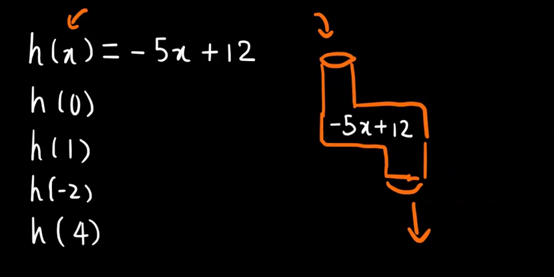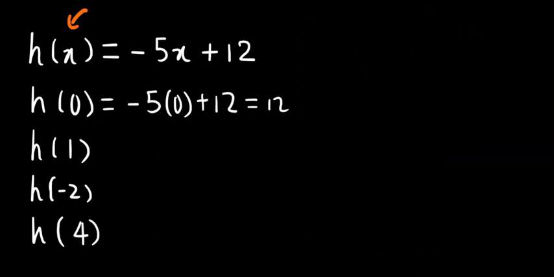Okay? All right, let's put in 0. If we put in 0, which means this input x is going to become 0, times -5, plus 12. Any number times 0 is 0. 0 plus 12, that is 12. So I'm going to erase this because I want to write it nicely, looking like this. I'm going to say h of 0 is 12.